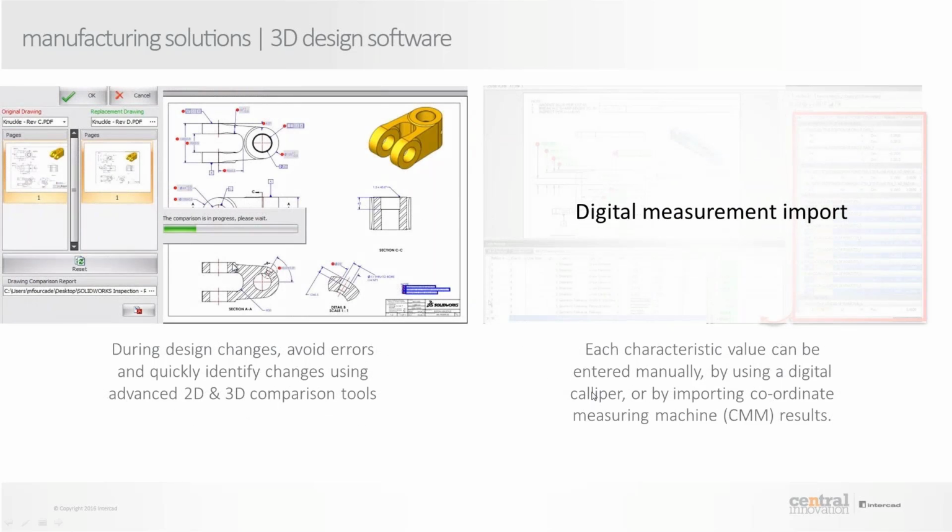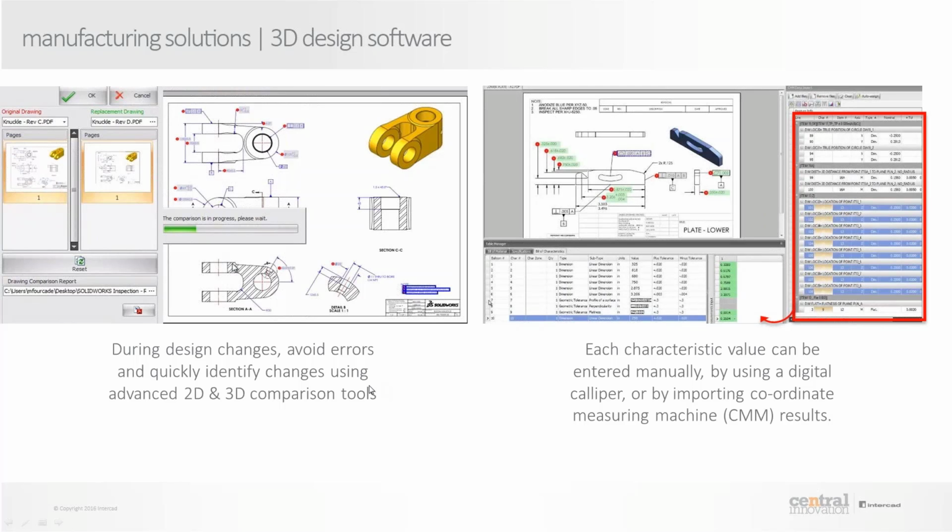So like I said, it also has revision control. So if you've made changes and got a new version, it will compare the two documents to see which are the dimensions that have changed and does it need to have a balloon added to it to inspect it.